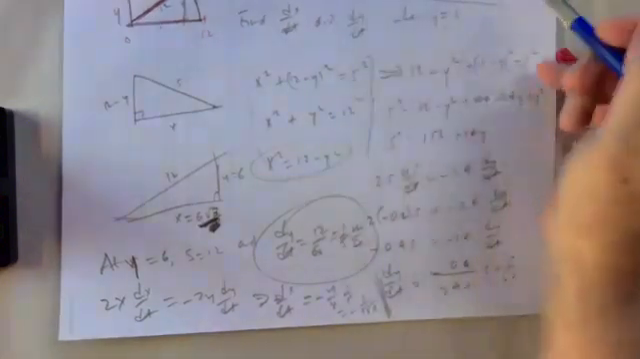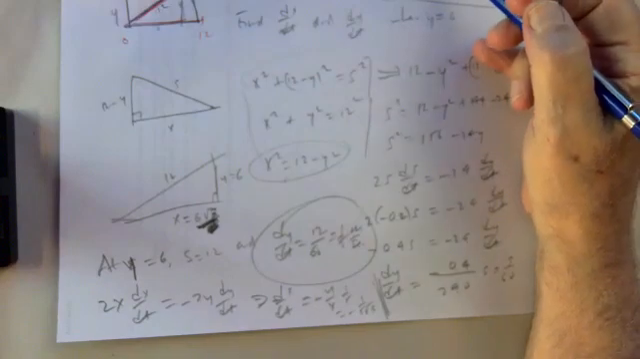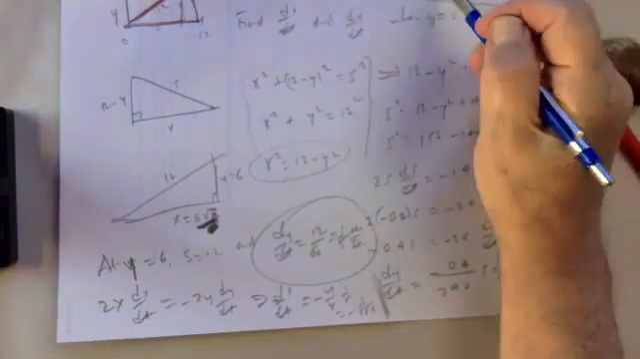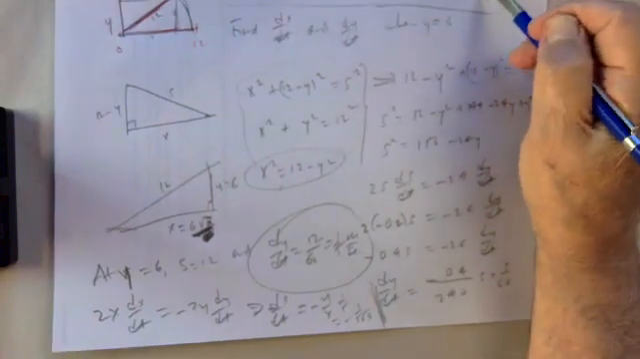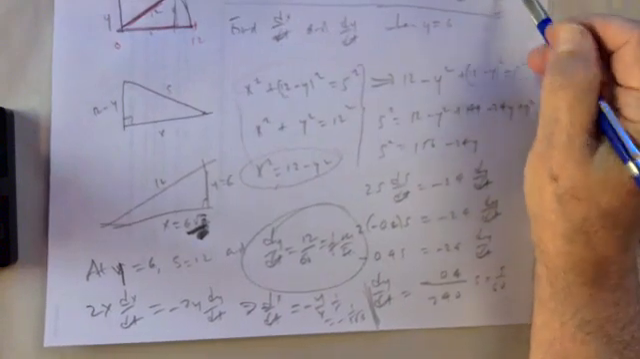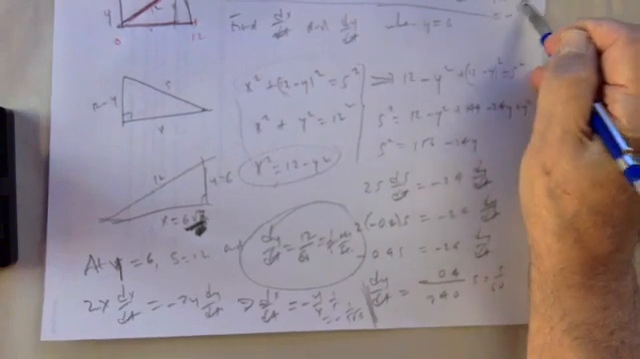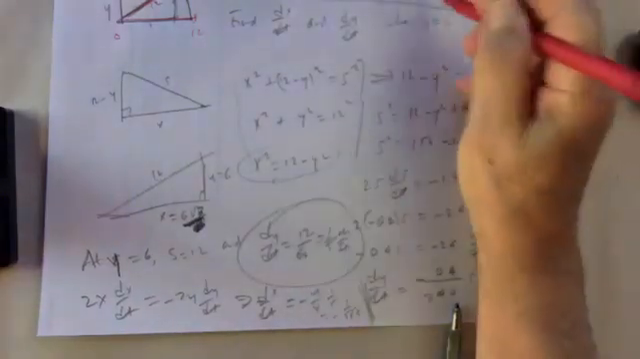So the final answer is dy dt is 1/5 and dx dt is minus 1 over 5 root 3, or if you want to multiply numerator and denominator by root 3, minus root 3 over 15. That's what it is. Any questions about this?